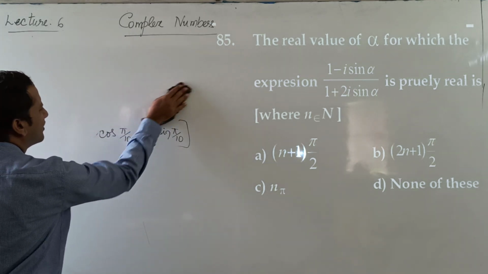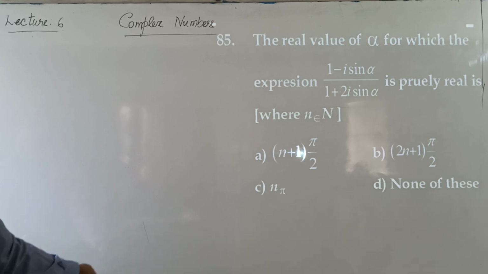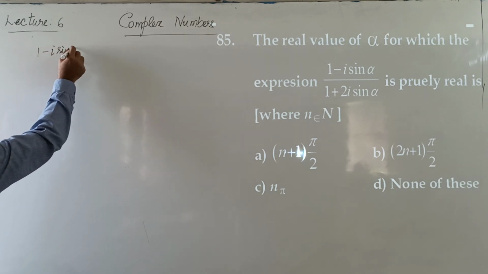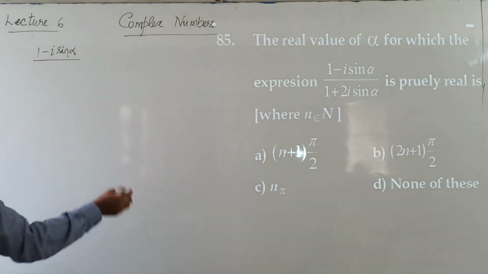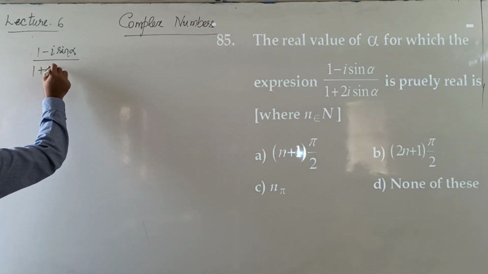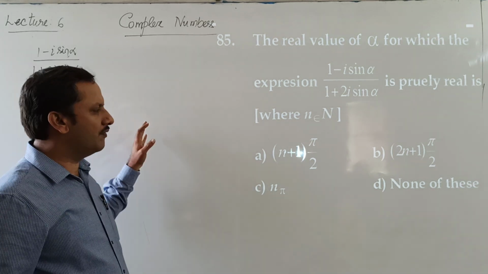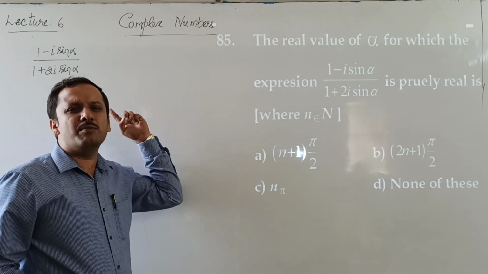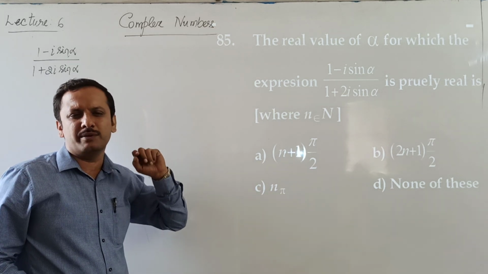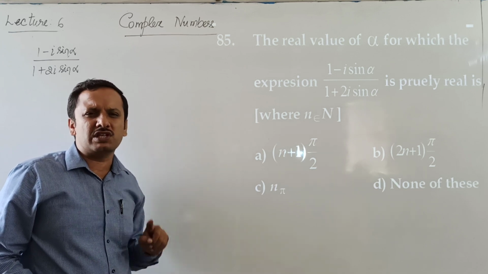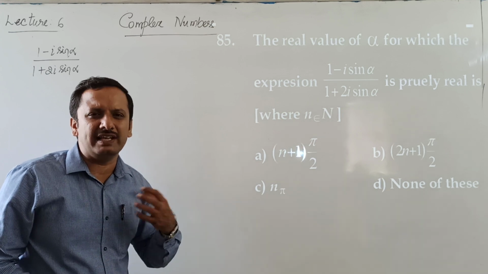Okay, let's have a look at question 25. The real value of alpha for which the expression (1 minus i sin alpha) divided by (1 plus 2i sin alpha) is purely real. So what is the value of alpha such that this complex number is purely real? Purely real means its imaginary part must be equal to 0. So first we shall find out what is its imaginary part, then we will equate it to 0.